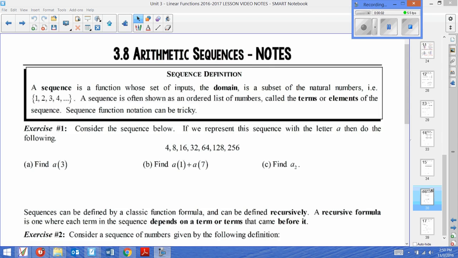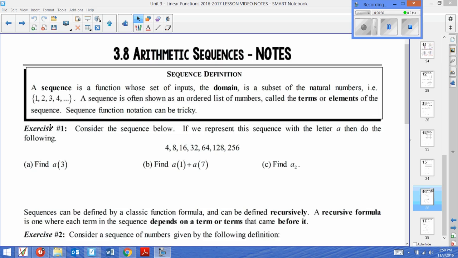You are watching the 3.8 lesson video on arithmetic sequences. So you probably remember, or maybe you don't, from the past when we talked about recursive patterns, so patterns that build on the step before. This is one of those times that we are going to revisit one of these types of sequences, or recursive patterns, this year. So Exercise 1, let's just get right into the notes.